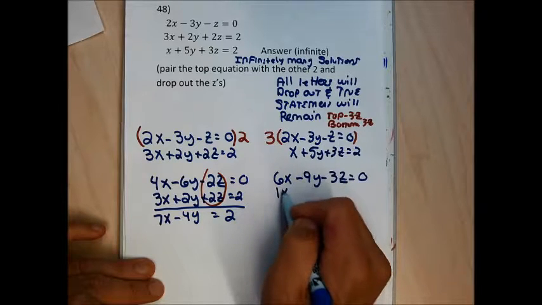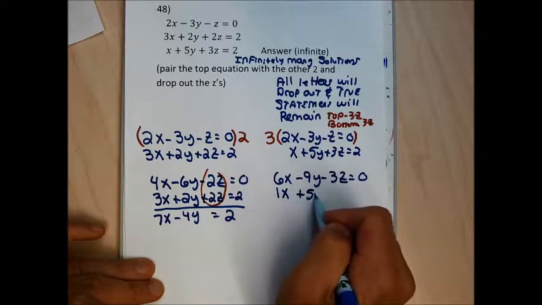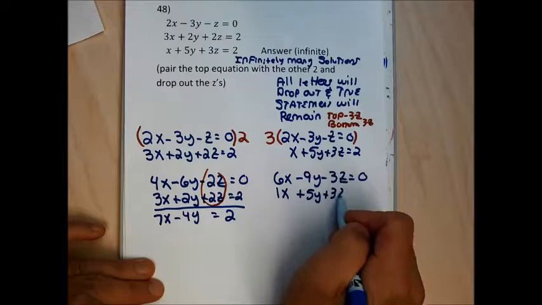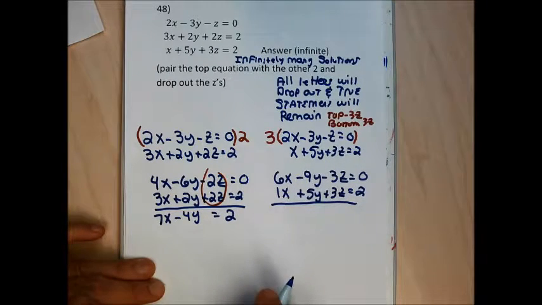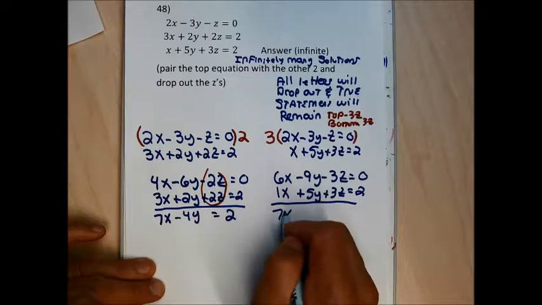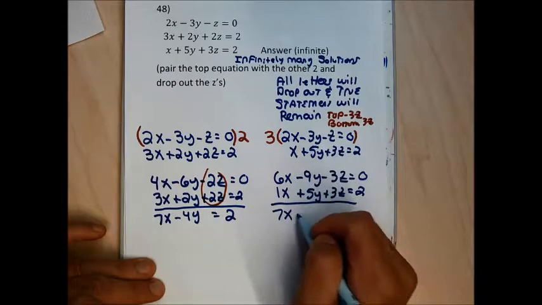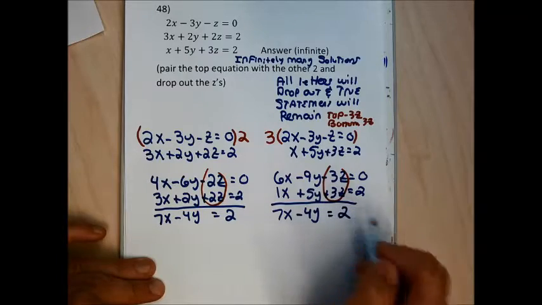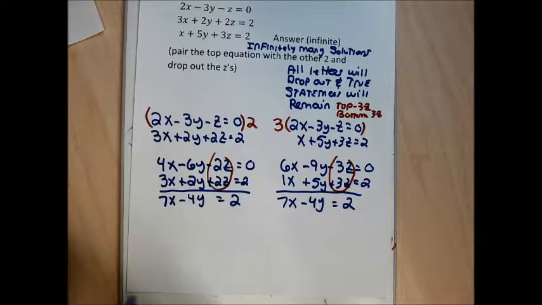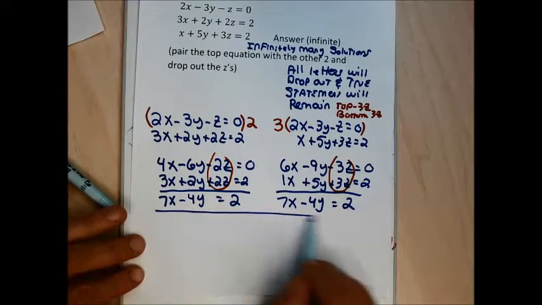Leave the bottom one, x plus 5y plus 3z equals 2. Snuck a 1 in front of that x because it helps me out. This is going to give me 7x minus 4y. Whoa, z's cancel out, equals 2. I have two identical equations. Absolutely, that's going to be infinitely many solutions.